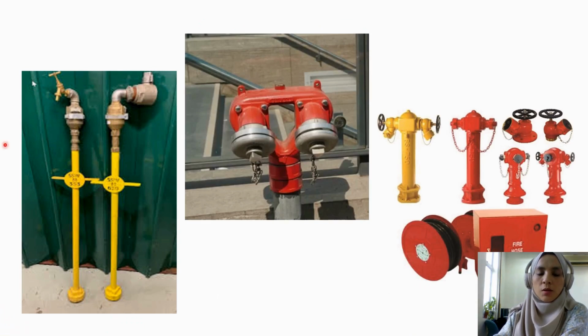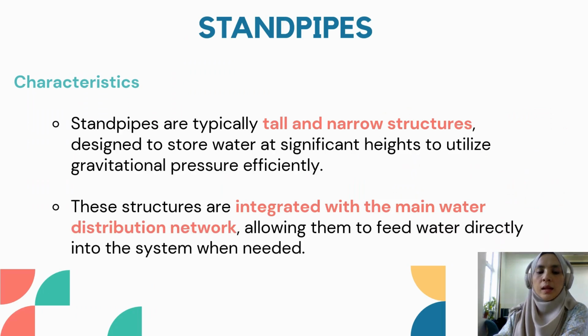So this is how it looks, the figures of the standpipes. This is the one that is usually used in Malaysia. The characteristics of standpipes are that they are typically tall and narrow structures designed to store water at significant heights to utilize gravitational pressure efficiently. These structures are integrated with the main water distribution network, allowing them to feed water directly into the system when it is needed.